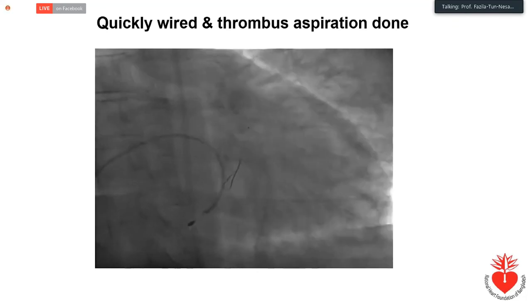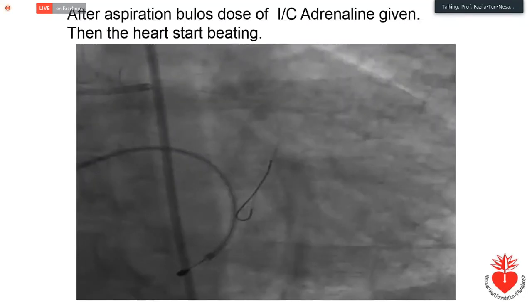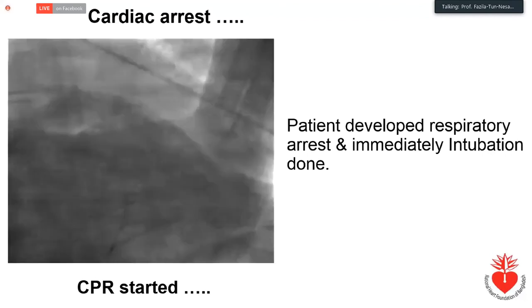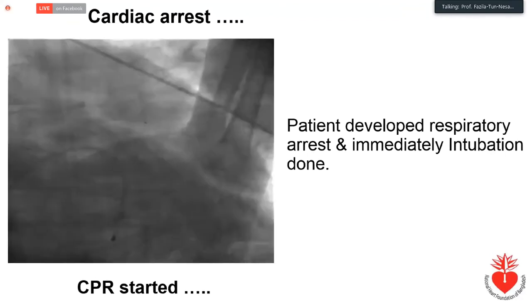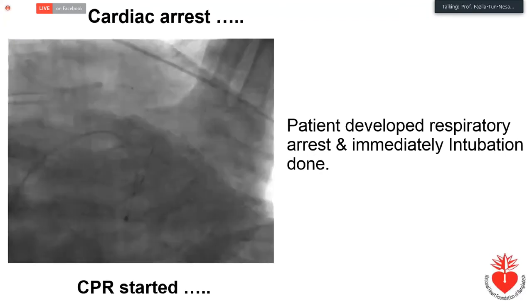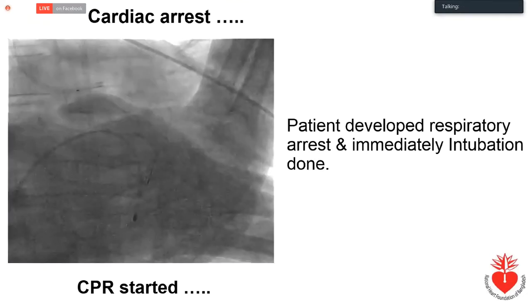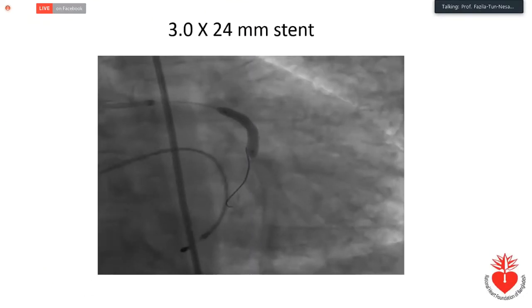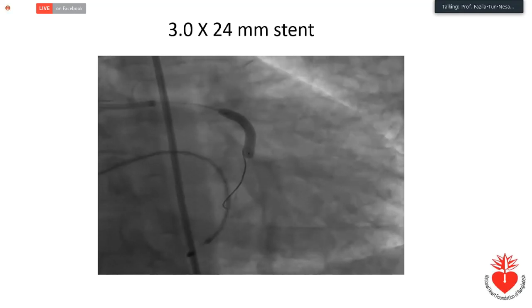After we had wired left main to LCX, we started doing thrombus aspiration. After thrombus aspiration, the patient went into cardiac arrest. CPR had to be started. He also developed respiratory arrest. We managed to stent from left main to LCX with a 3x24 drug-eluting stent.